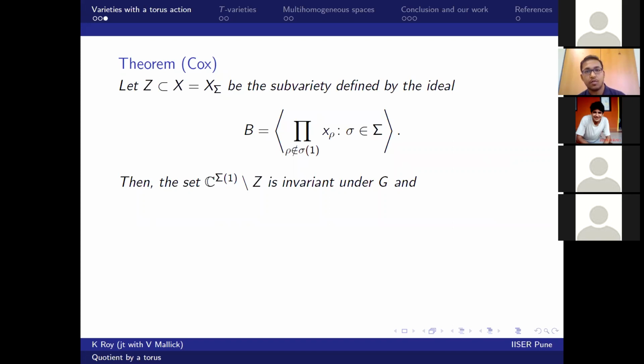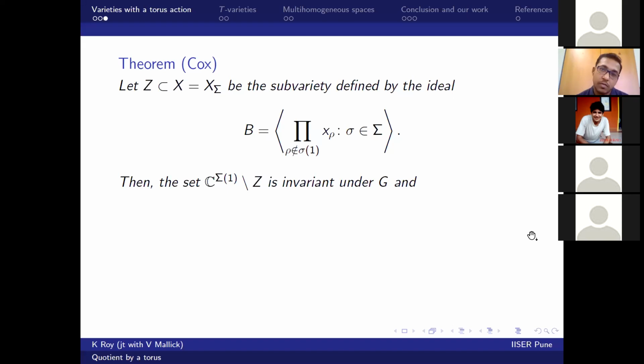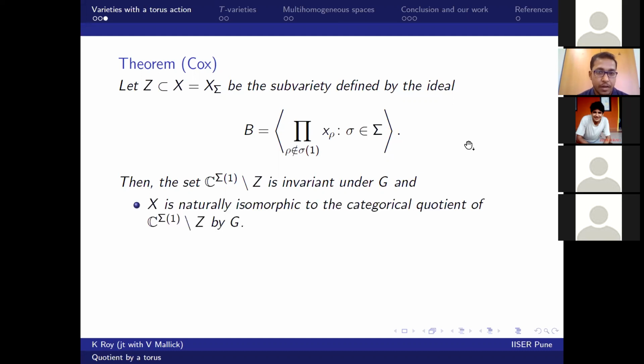And so we have this ideal, and one can see that this ideal is invariant under the action of G. If you take the vanishing locus of this ideal, that becomes invariant under the action of G, so the complement is also invariant under the action of G.